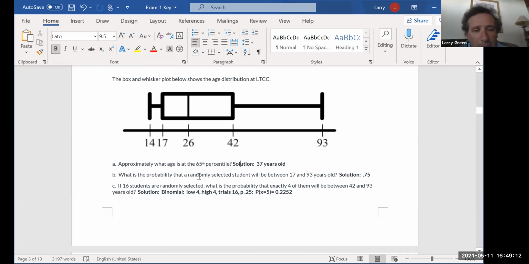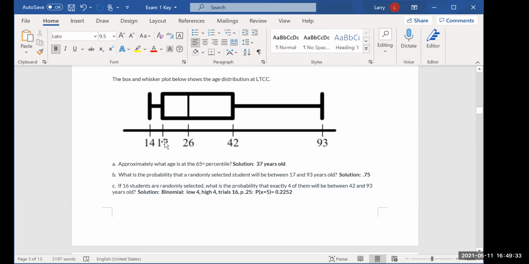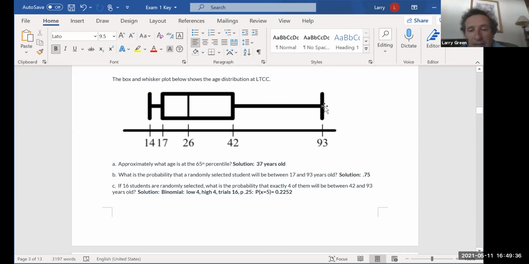Okay, now B, what's the probability the randomly selected student will be between 17 and 93? What percentile is 17? Yep, 25th. And 93 is a maximum. That's how you read a box plot. So what percent is above the 25th percentile? Yeah, 75%. And that's part B.